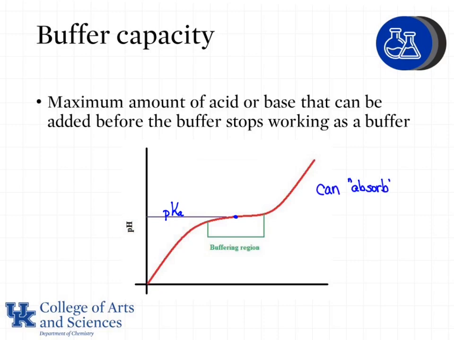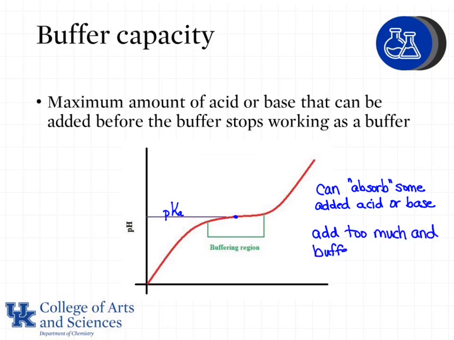So we can consider the buffer as absorbing the added H+ or OH-, and it can do so to a certain point. However, at some point we add so much that we get beyond our buffering region, and as a result, it can no longer absorb or take up the amount of added H+ or OH-, and we will see a drastic change in the pH as if we were adding it to pure water.